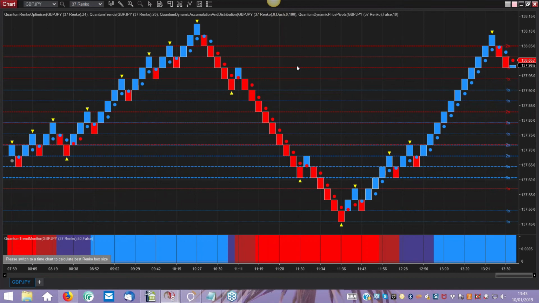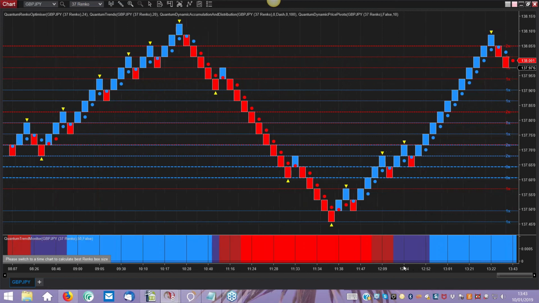Okay, so it's now changed. It was, I think, 48. It's now come down to 37. And what that means is that the optimal brick size for the pound yen right now in this trading session is 37. It doesn't mean 37 pips. It just means 3.7 pips. So each of these bricks will be worth 3.7 pips.